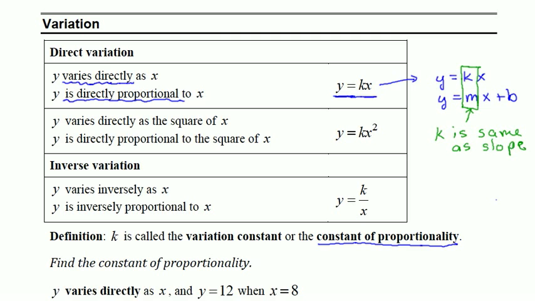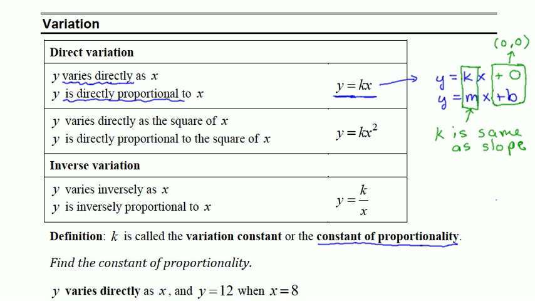In this case. And our b lines up with no term at all, which is like lining up with a plus 0. So this also tells us that b is equal to 0, which means that the line passes through the origin, 0, 0. So what it means for y to vary directly as x is that they have a linear relationship and that the line passes through the origin.